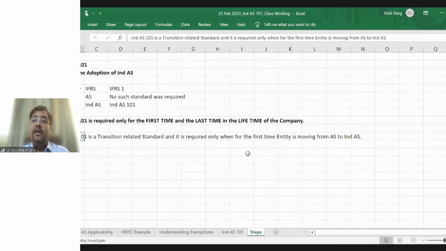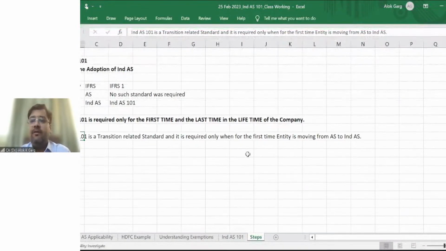Very good. Now quickly we will revise the implementation roadmap. For example, tomorrow you will appear in an interview after qualification of the CA examinations. The interviewer will ask, you came for the interview in my company, tell me why Ind AS is applicable in my company. In India, two sets of accounting standards are there. Am I right? In India, there are two sets of accounting standards for companies. One is AS, another is Ind AS, right?